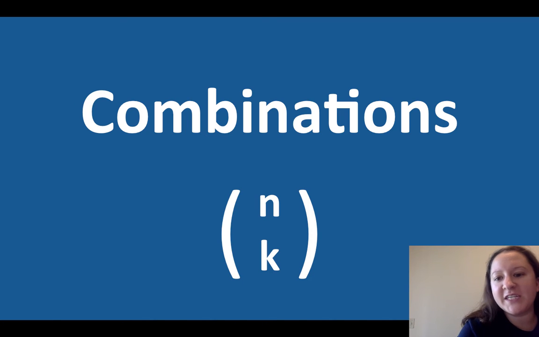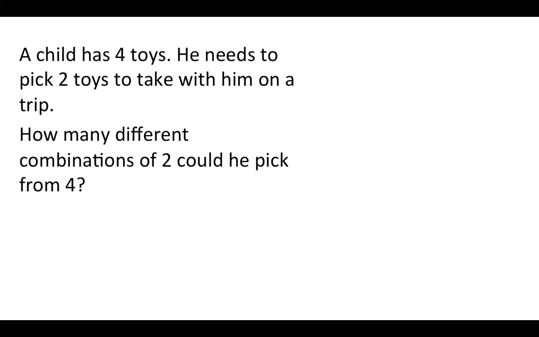The mathematical operation known as a combination is used to determine the number of different ways that you can select a certain number of objects from a larger group. In other words, the number of different combinations of k from n. The notation here will be read as n choose k. So n is the number in the larger group, and k is the number of objects that you're choosing. Let's look at a couple of examples.